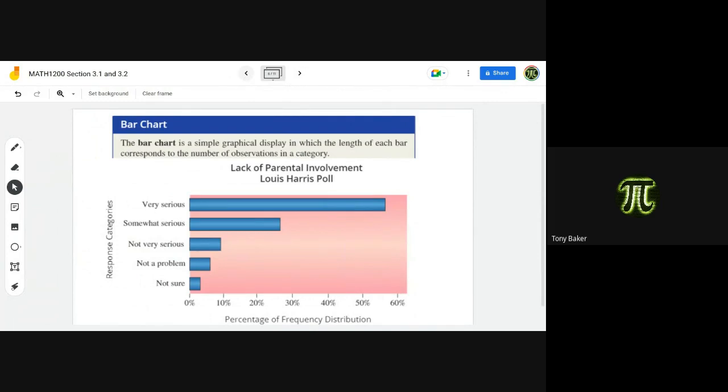Raise your hand if you know how to make a bar graph. Good. So I'm not teaching you how to make a bar graph.